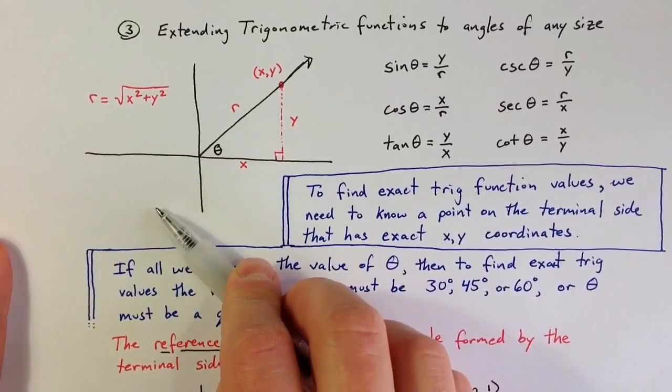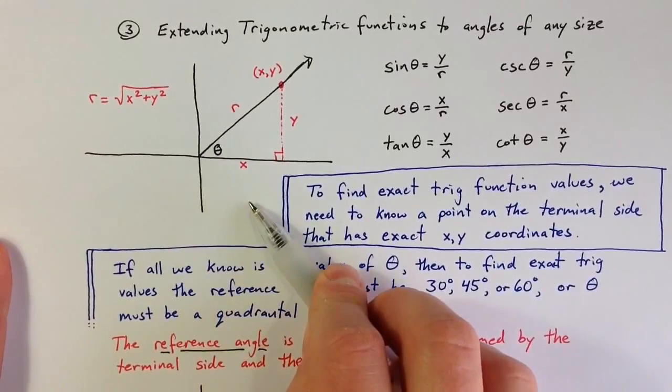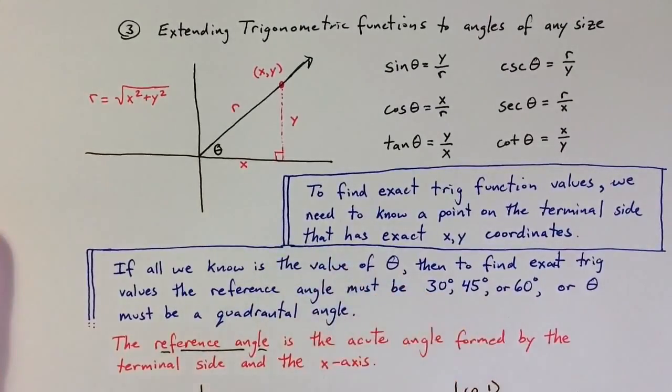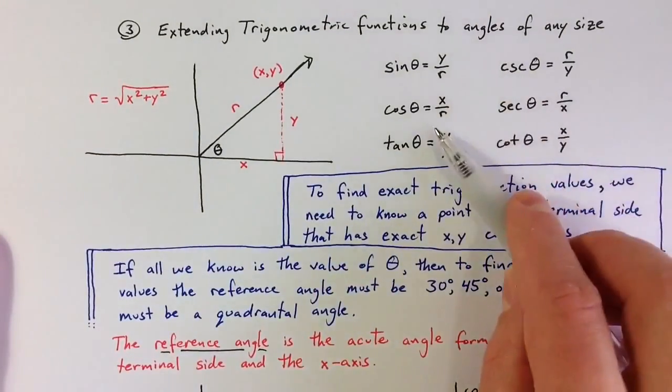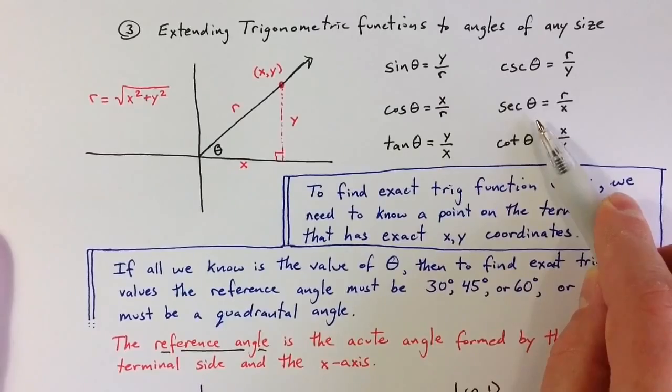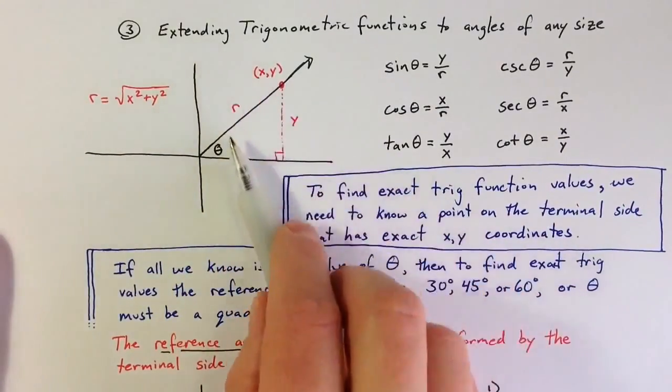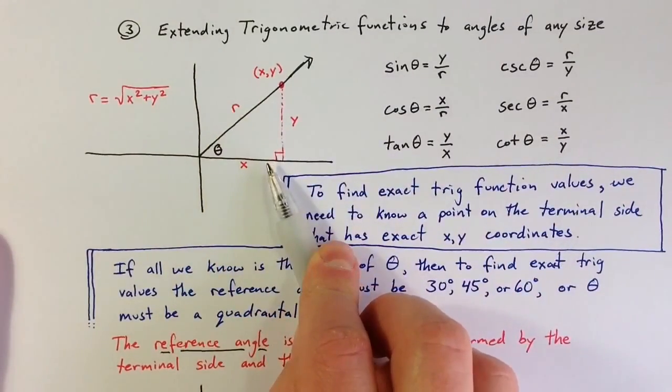So in quadrant 3, both x and y are negative. In quadrant 4, just the y-coordinate will be negative. So we can get positive and negative values for the trigonometric ratios, but the idea of an extension is that it does match with our original definition for acute angles.